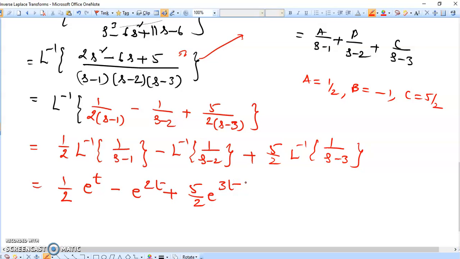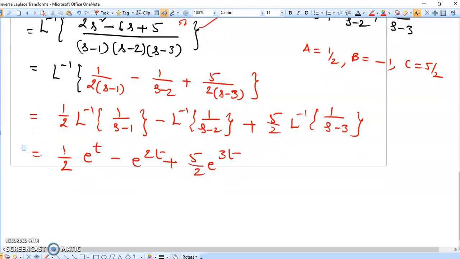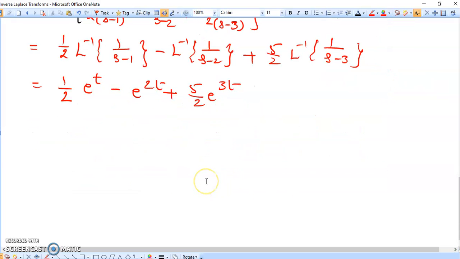So using the partial fractions technique, the inverse Laplace transform for the given function can be easily obtained. Okay, now the other things you can just practice yourself, some of the other examples.